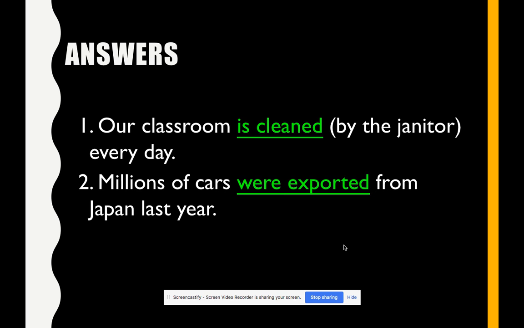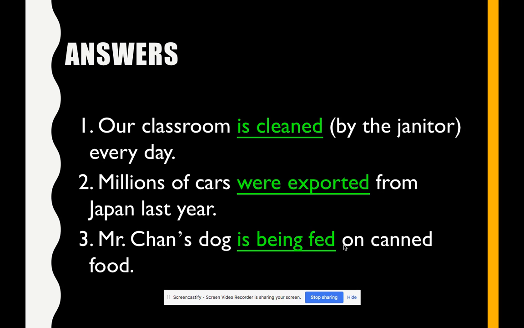Number two: millions of cars were exported from Japan last year. Because it's last year, it's past tense. So the verb becomes were to show the past tense, and the PP is always the PP, exported. Number three: Mr. Chen's dog is being fed on canned food. The verb to be, because it's continuous tense, something happening now, so we have to use is being, and then the PP is fed. So it's being fed on canned food.